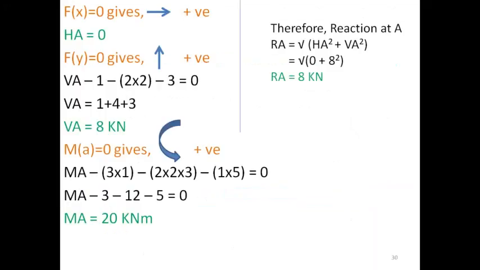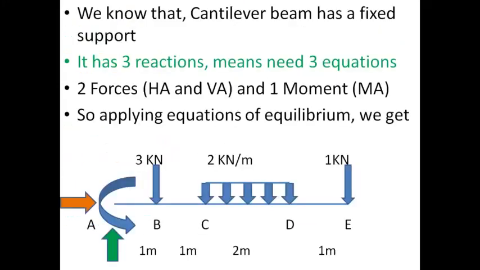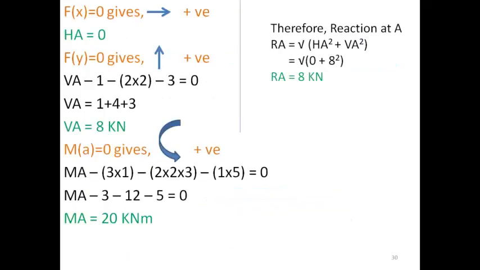So let's proceed. See, summation Fx equal to 0 gives. Now let's observe the figure. Fx means horizontal forces, right? How many horizontal forces we can observe? We don't find any of the force which is acting in horizontal direction except our reaction HA. Therefore, HA equal to 0. It's very easy to understand.